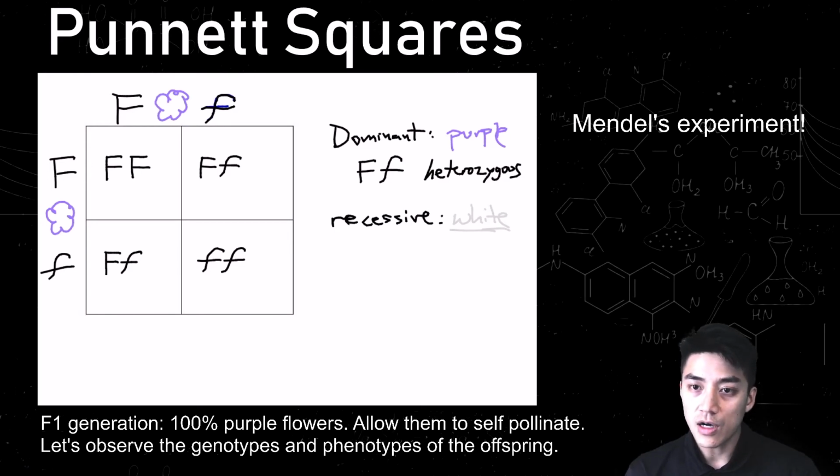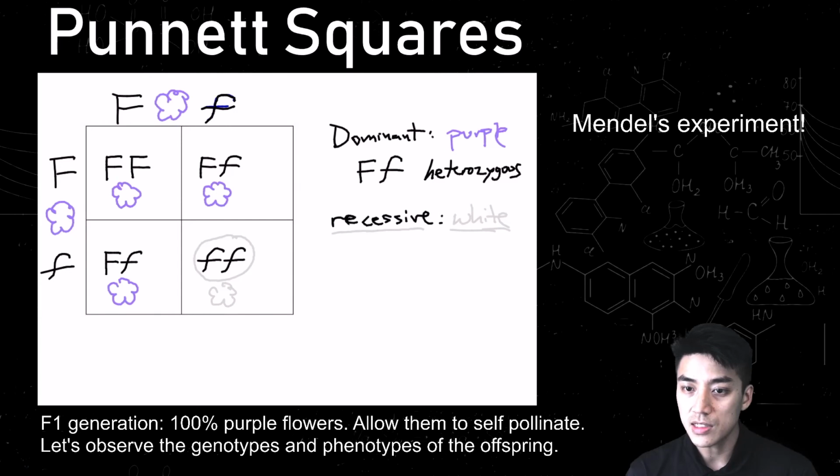Okay, so now let's figure out what the colors of the flowers might be. So big F, big F means you're homozygous dominant, so you would have a purple flower. Big F, little f is also purple, so you're heterozygous dominant in this case. This guy is also big F, little f, so you would have a purple flower. Now I'm going to circle this one because little f, little f means that you are homozygous recessive. So you would actually express the white flower trait.